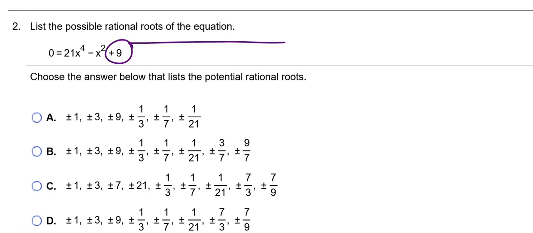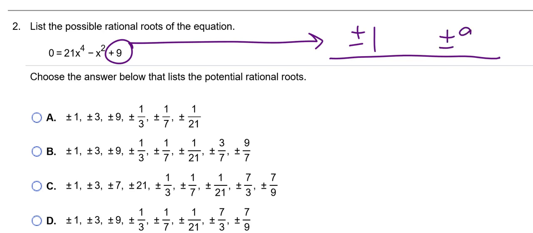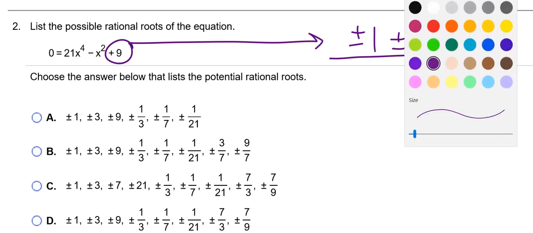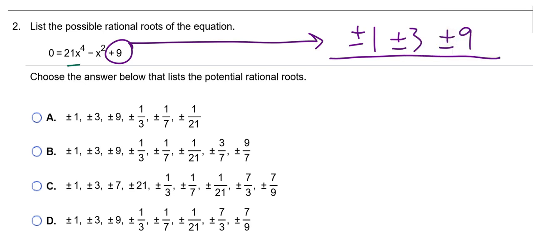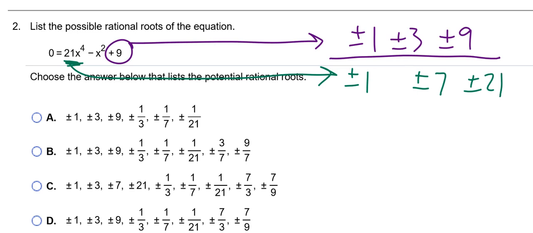My constant is a 9. Can you think of all the numbers that multiply together to give me 9? 1 and 9. 1 and 9, yep, that's true. And 3 and 3, right? So 1, 3, and 9 would be the factors of the constant. What about the factors of the leading coefficient, which is 21? What kind of things go into 21? 7. Let's start with the easy ones, like 1, but 7 is in that list too, yeah. What else? 21, yep. And 3. 1, 3, 7, and 21.